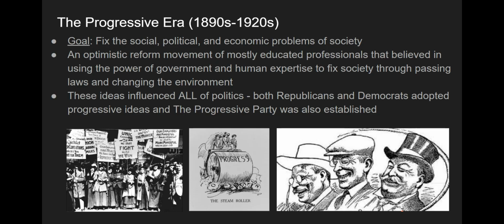They're also influenced, I would mention, by the Populist Party. That's the first big popular reform movement that we saw that was mostly farmers and workers. So this is a bit different in that it's a different group of people, again, like the middle class and the educated, who are trying to fix up society.